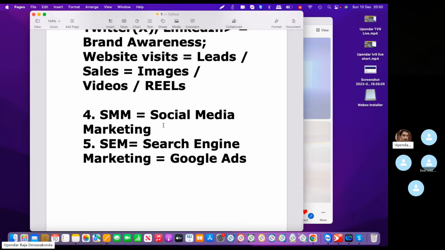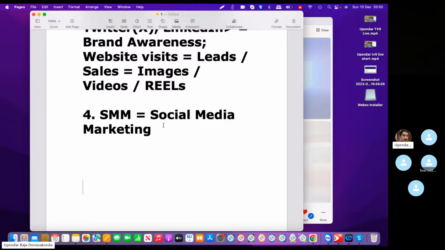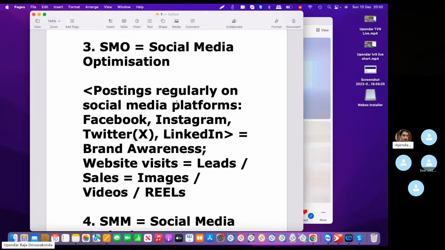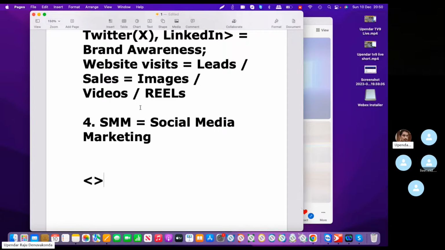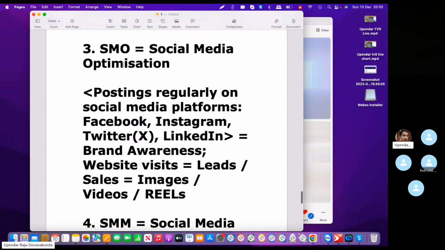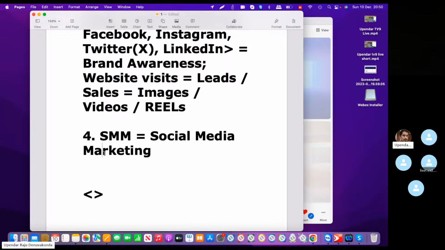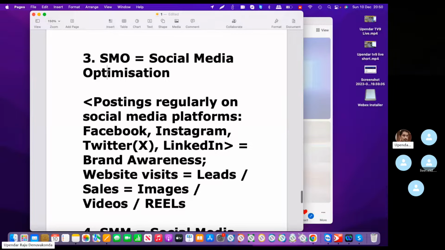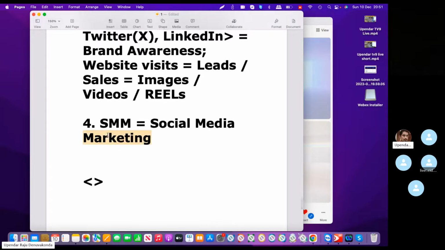Again, so we have something called social media marketing. It's just a one word difference between these two. The first one is social media optimization, and the second one is social media marketing. So social media optimization is just organic. You're not investing any money. You are not creating any sponsored ads and everything. But when it talks about the marketing, so this is all about optimization. That means you are simply posting the images, simply posting the videos, simply posting the reels, and this is called optimization. So here we are talking about marketing.